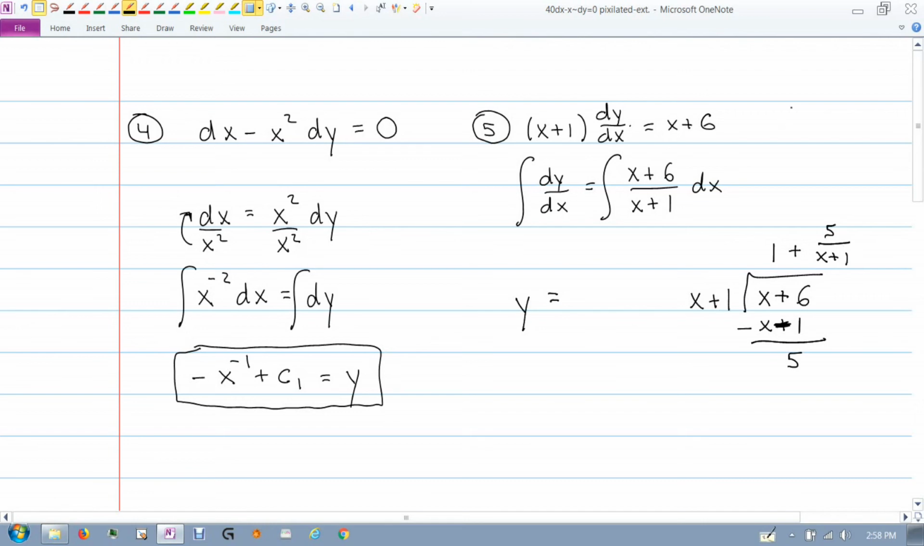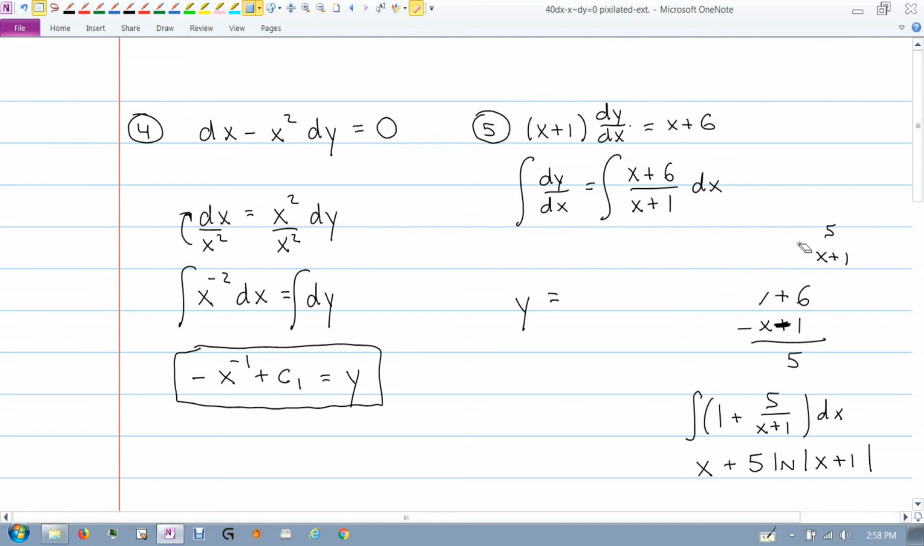So I'm really trying to integrate 1 plus 5 over x plus 1 dx. And I can do those separately. The antiderivative of 1 with respect to x is x. And I have plus, the 5 is just a constant, comes for the ride, and then you should know by recognition that the antiderivative of 1 over x plus 1 is natural log of x plus 1. So that looks like we can just slap that in here. Plus some constant. And we should be good to go.